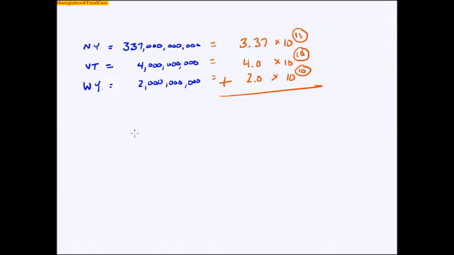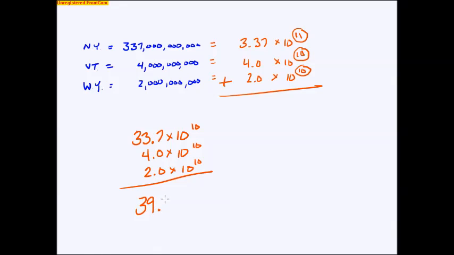I'm going to give myself a little space down here. I'm going to make this 33.7 times 10 to the 10th. I'm going to leave the other ones alone. Those are all 10 to the 10th. Now, since those are the same, I can add these all up. If I add these numbers, I get 39.7. And just like when we subtract them, that stays the same.